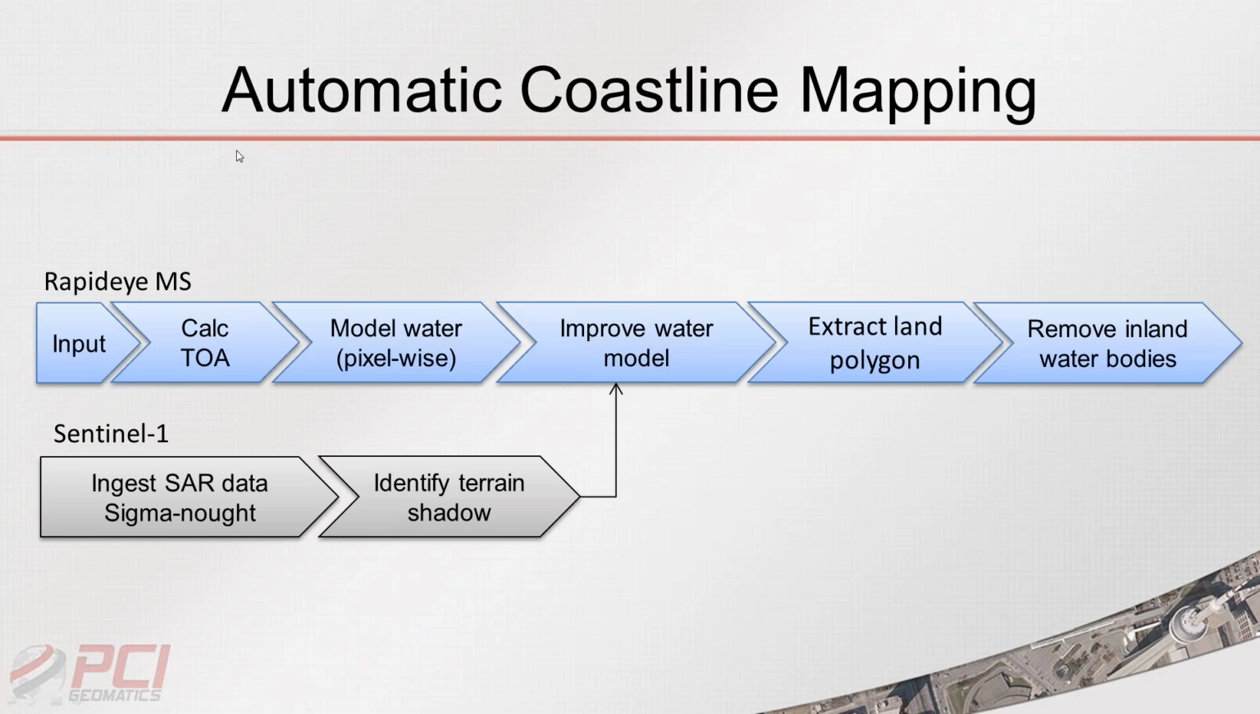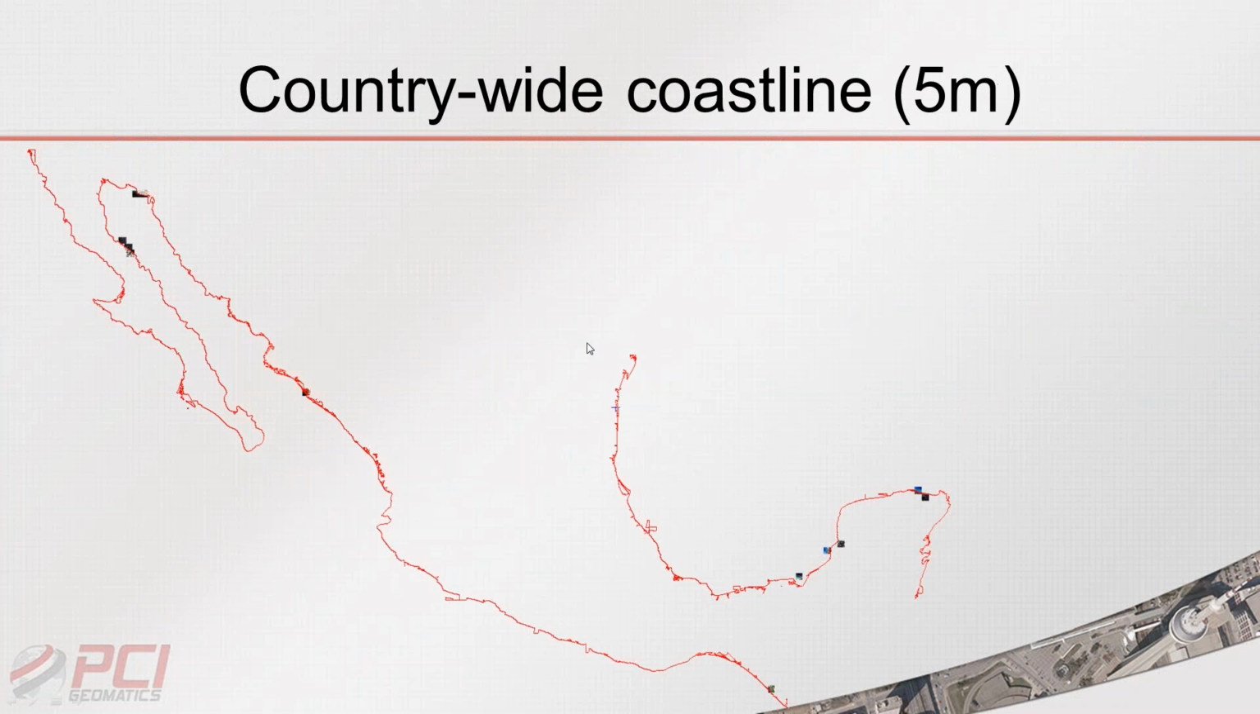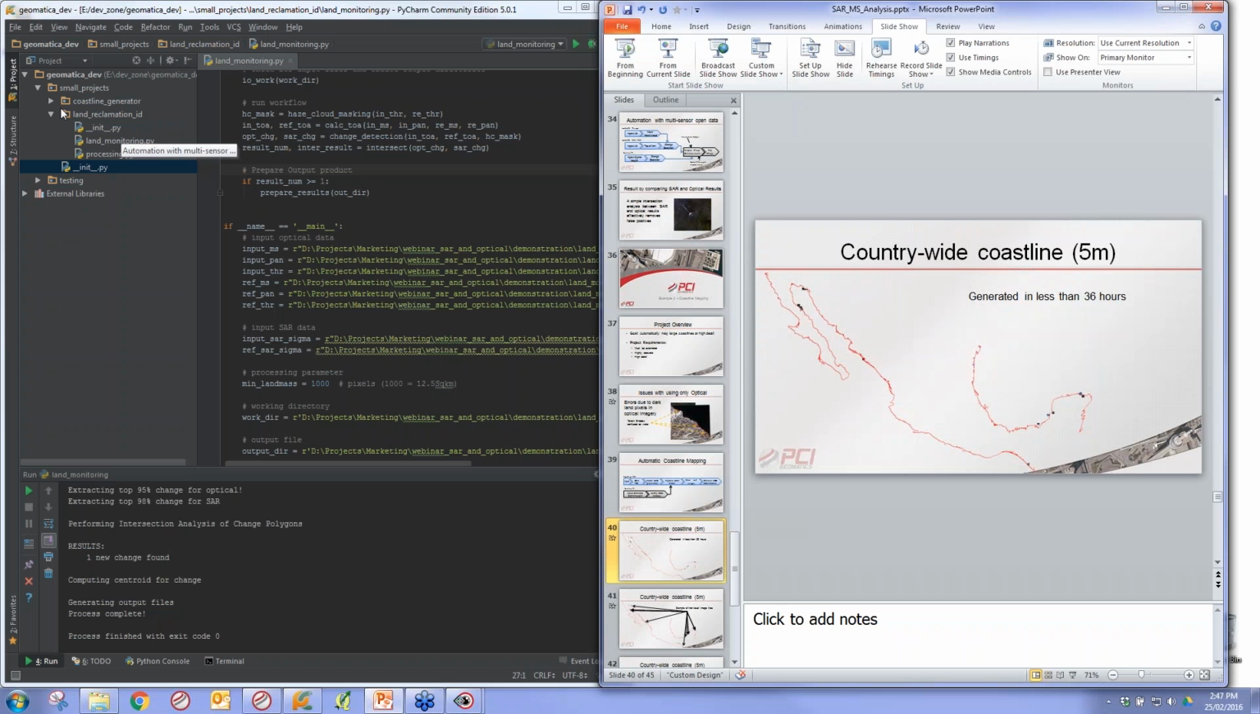So the workflow would be as such: you would input your data, calculate the top of atmosphere, model the water using a pixel-wise modeling methodology, improve the water model using your SAR data to identify terrain shadow, extract your land polygons, and then remove the inland water bodies. So let's launch the process.